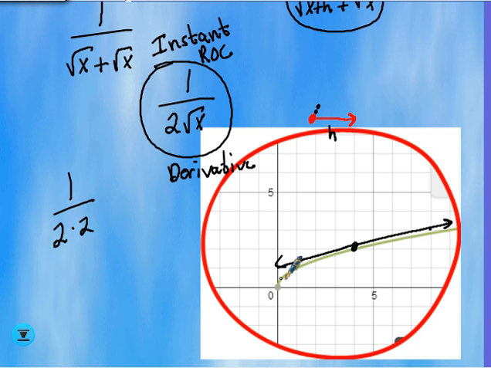Now here, you see your slope of your tangent line be a whole lot steeper. It's changing more dramatically. As it's a steeper slant, your graph is changing more dramatically at this point than it is at this point.